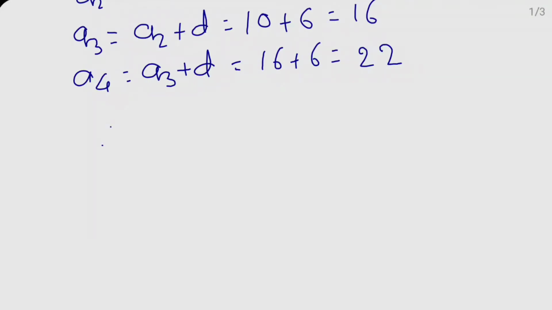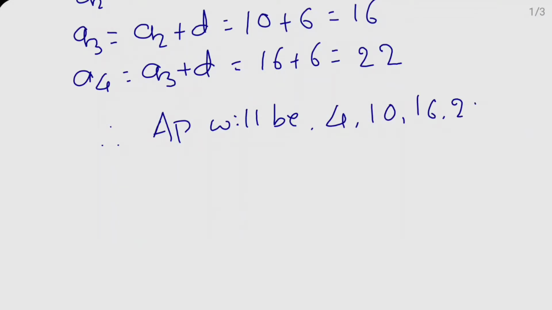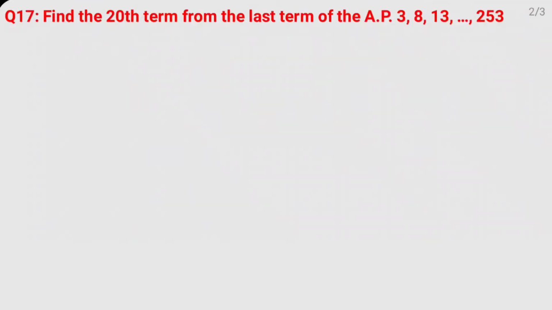Therefore the AP will be: first term is 4, 10, 16, 22 and so on. Is it clear? So well students, look at the next question. Find the 20th term from the last term of the AP 3, 8, 13, and so on, 253.